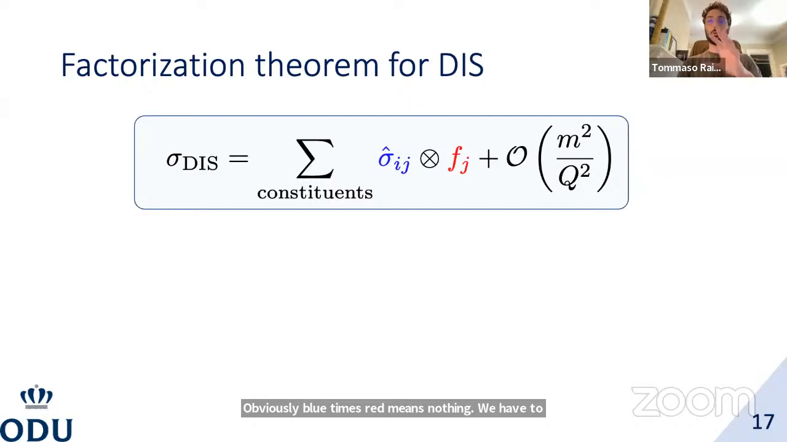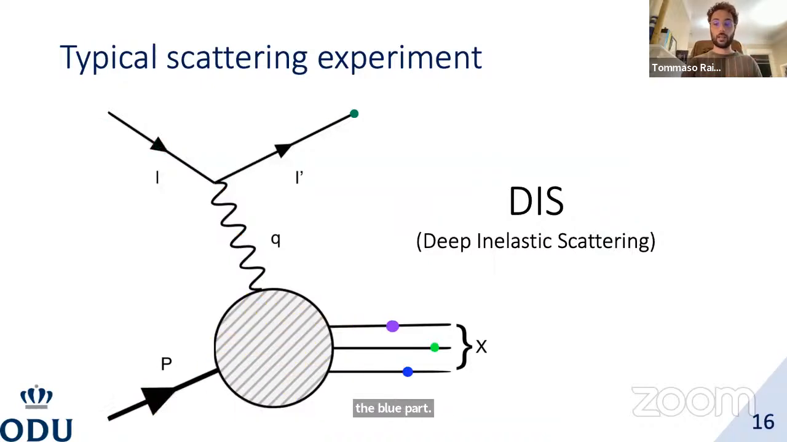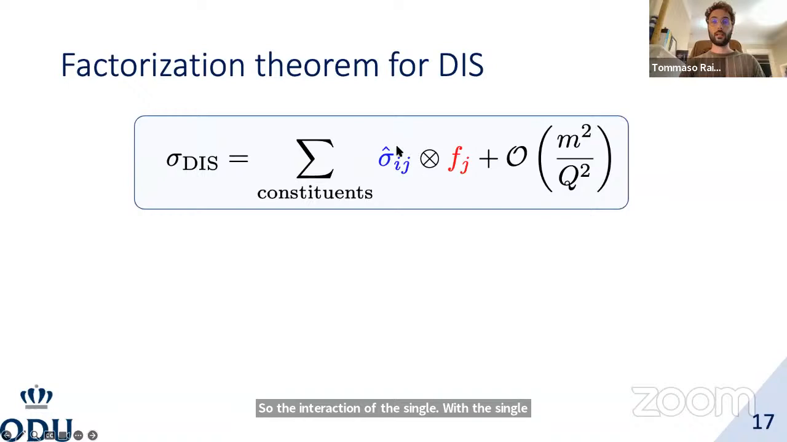But the thing is that this blue term, which we call the partonic cross-section, is nothing but, if I go back to this graph here, I told you that the photon interacts with one of the constituents here. And that is exactly the cross-section that we can calculate using perturbation theory that would go into the blue part. So the interaction with the single parton is this blue term times this red term, which actually doesn't come from the interaction with a single quark, antiquark, or gluon, but turns out to be intrinsic to the target.